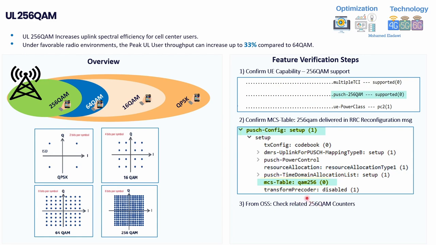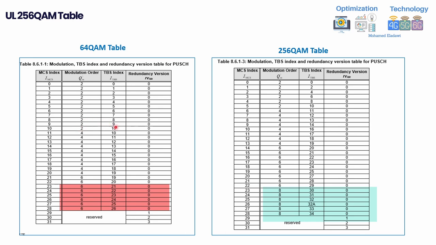So moving forward, this is the 3GPP table for comparison between 64 QAM and 256 QAM. As you can see here, all the MCS from 23 till 28 were transmitting 6 bits. Now the range from 23 till 28 has been replaced by 256 QAM, which is 8 bits per sample. This is if you want to check the 3GPP table as well, for confirmation.